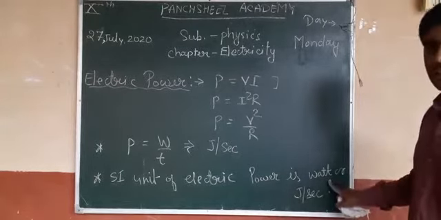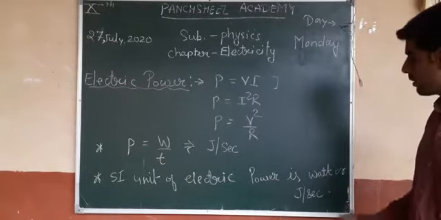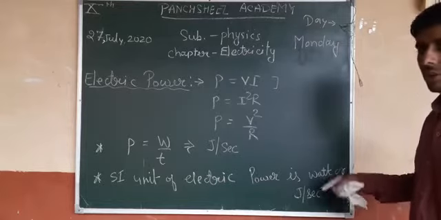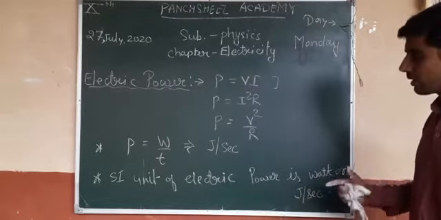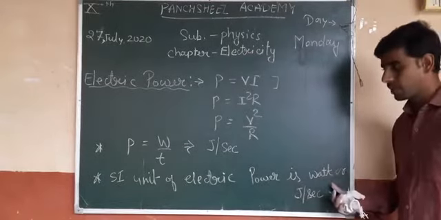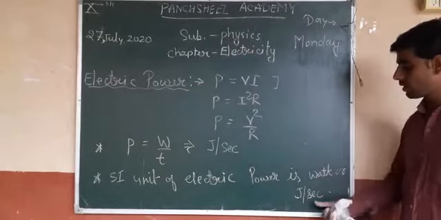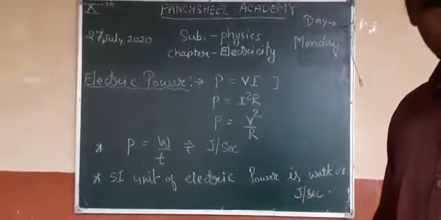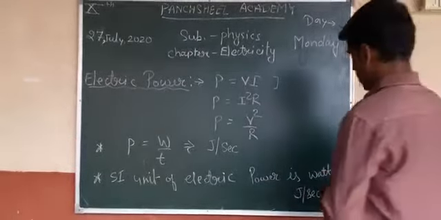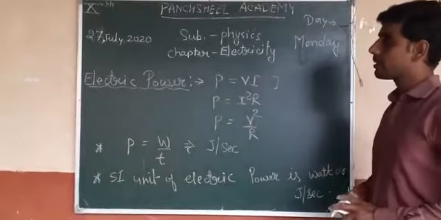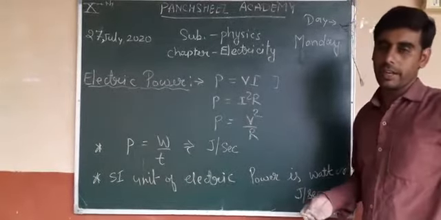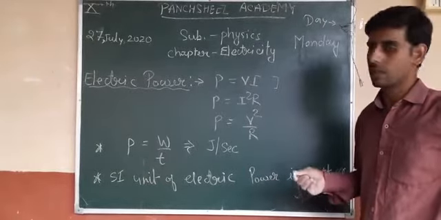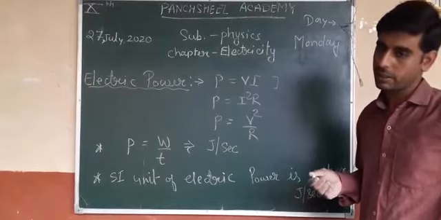And one more unit, SI unit: 1 watt. Watt, kilowatt, megawatt, etc. But the only basic unit is watt or joule per second. The electric power is the rate at which any electrical appliance converts electrical energy into other forms of energy.